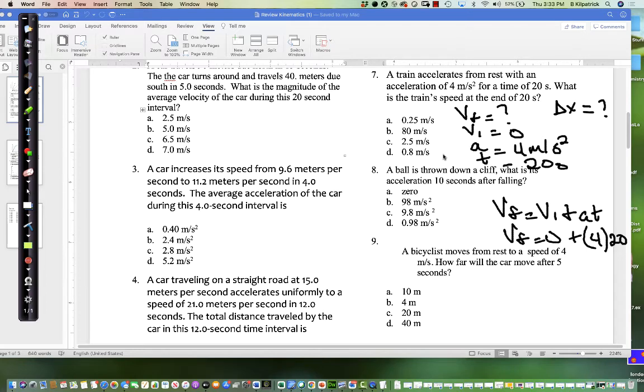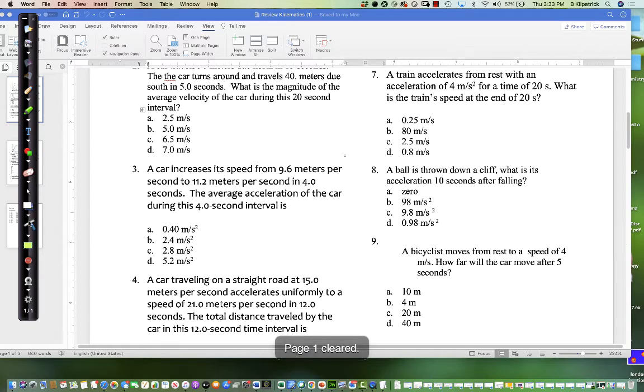All right, so a ball is thrown down a cliff. What is the acceleration after 10 seconds after falling? Don't pick up a calculator. What should that be? Negative 9.8 meters per second squared. There are no negative answers here, so you don't need to worry about that. Now, if it had a positive answer and then a negative answer, which one would be more correct? Negative. Negative, okay.